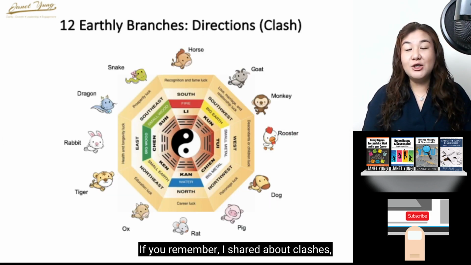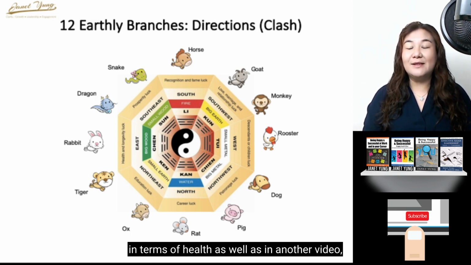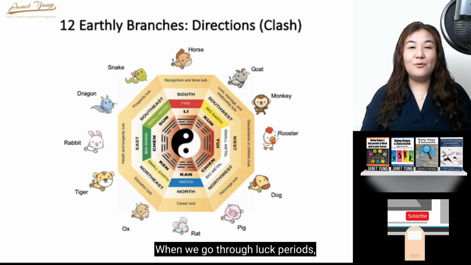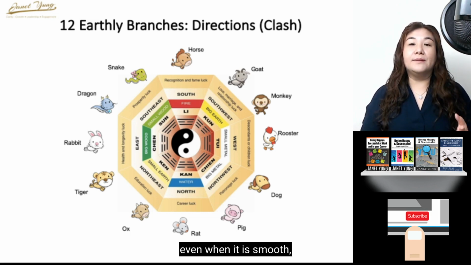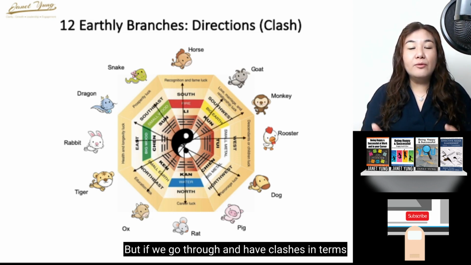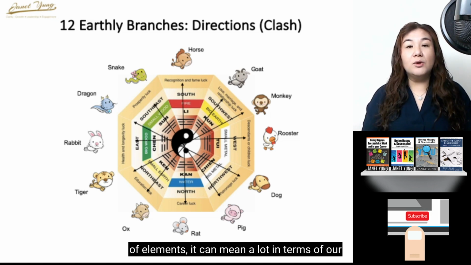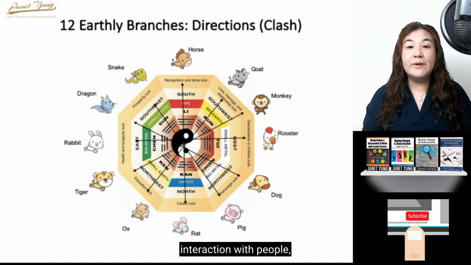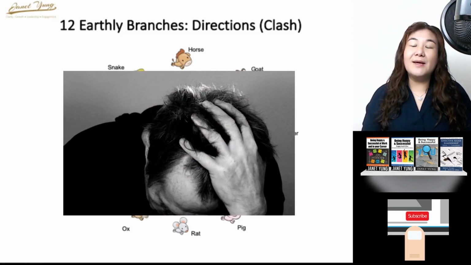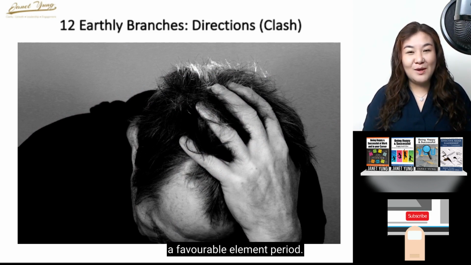If you remember, I shared about clashes in terms of health, as well as in another video, a rat and horse clash. When we go through luck periods, even when it is smooth and a favorable element, if we have clashes in terms of elements, it can mean a lot in terms of our interaction and relationships with people, and that can create chaos even if we are going through a favorable element period.